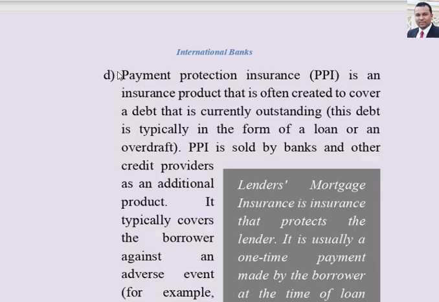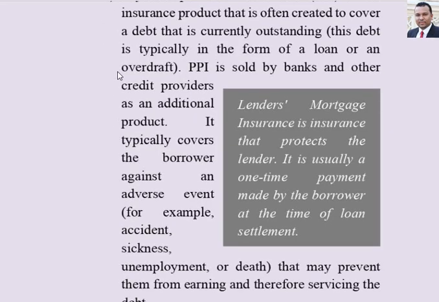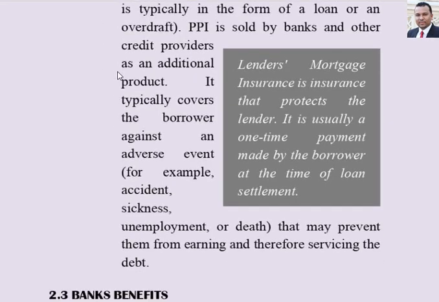Payment protection insurance, abbreviated PPI. PPI stands for payment protection insurance, an insurance product provided by the bank to cover, to minimize any debt. Mainly we focus on loans and overdrafts. The PPI is provided by the bank to cover problems like accident, unemployment, death, illness, and so on.